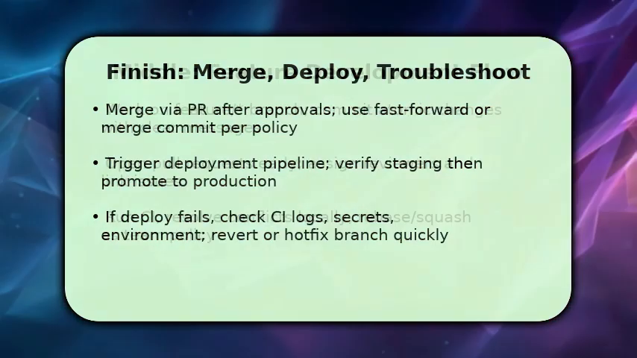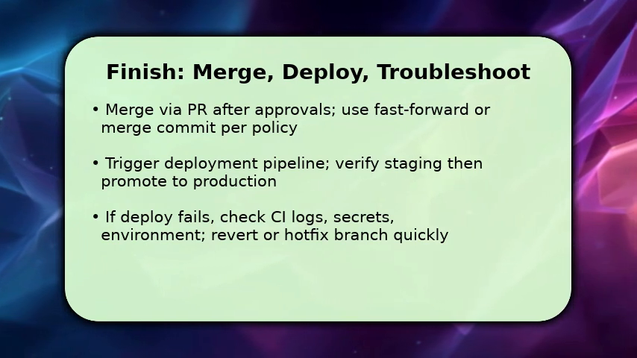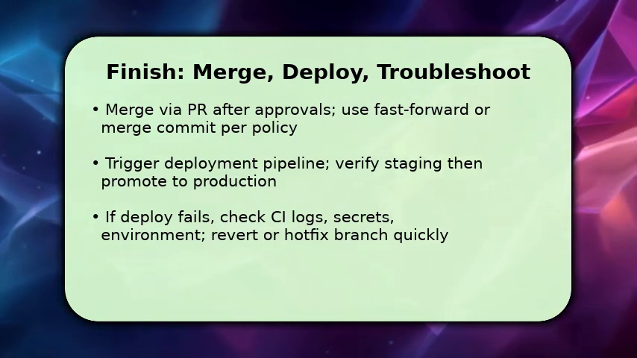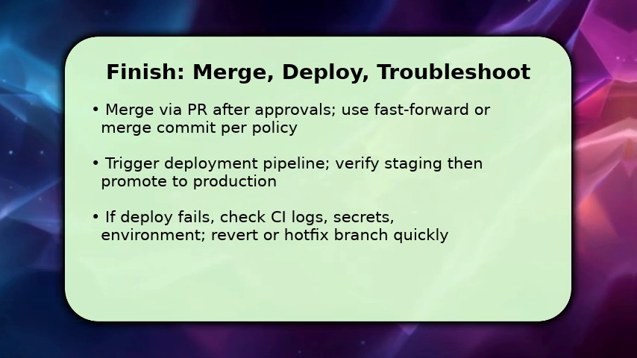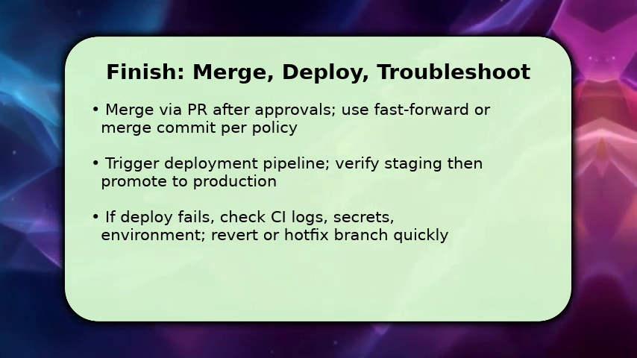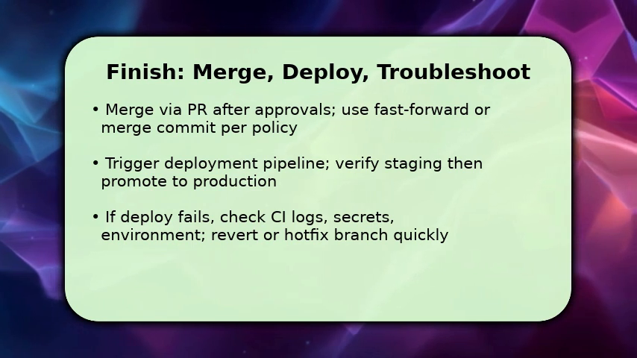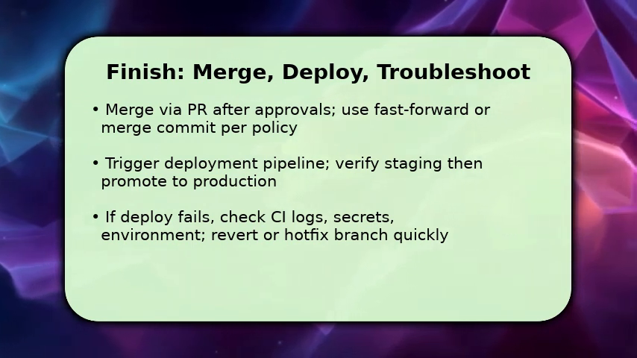To finish, merge the approved pull request into main using your chosen merge strategy. Preserve history or fast forward as agreed. Once merged, the CI/CD pipeline should auto-deploy to staging, verify functionality, and then promote to production.